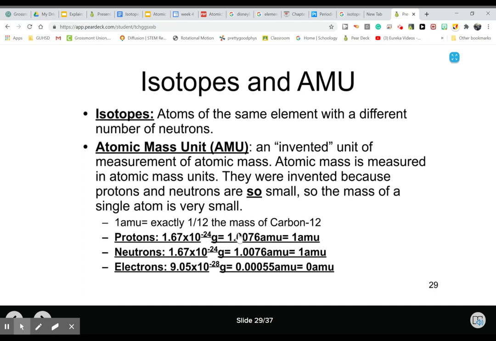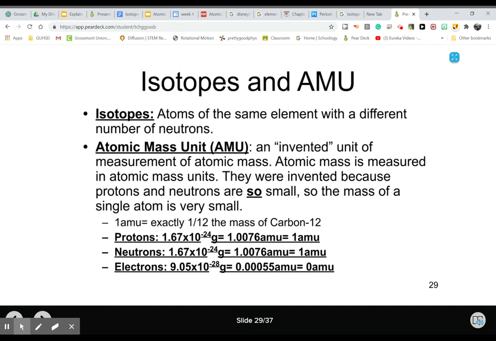Neutrons are the same. So you see that you can set that equal to 1 because they are 1 relative to each other. But the mass of an electron is times 10 to the negative 28, that's such a small number. So that becomes a mass of 0. And so we're going to figure out the atomic mass units based on isotopes.